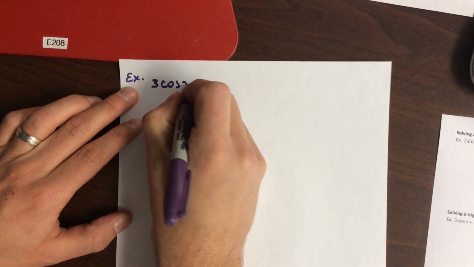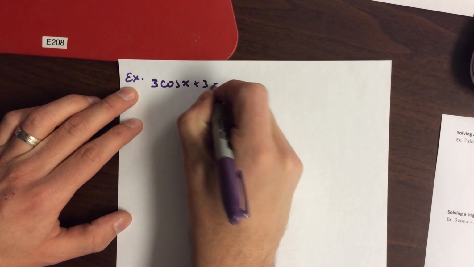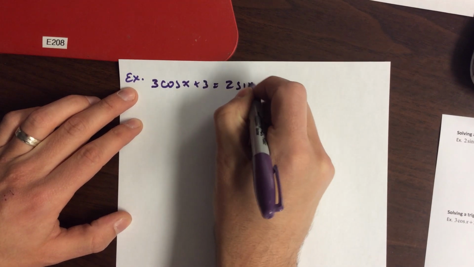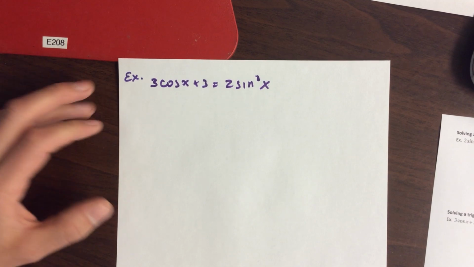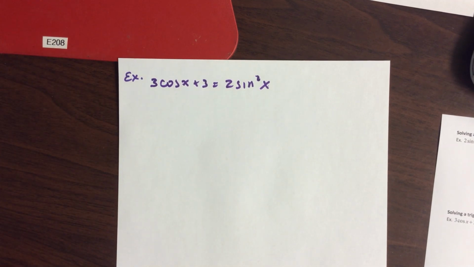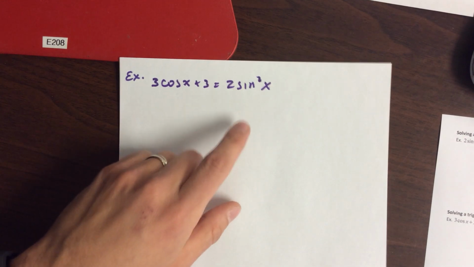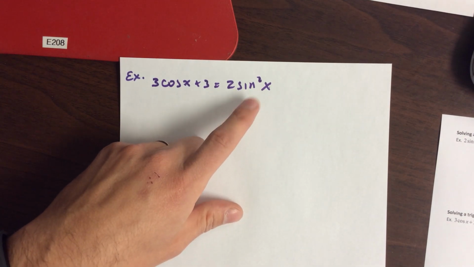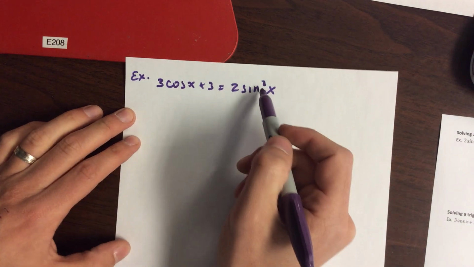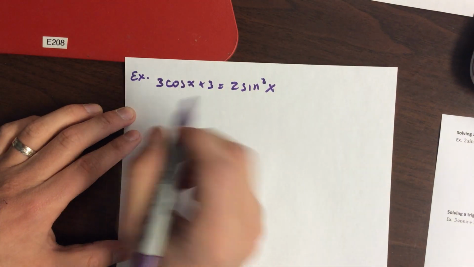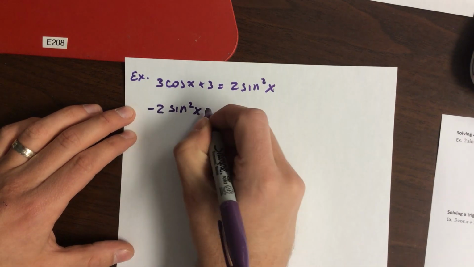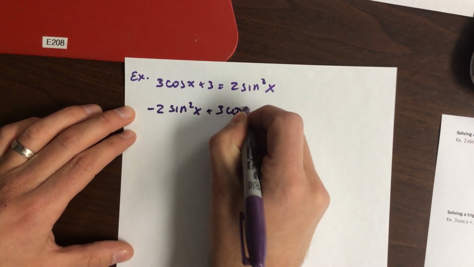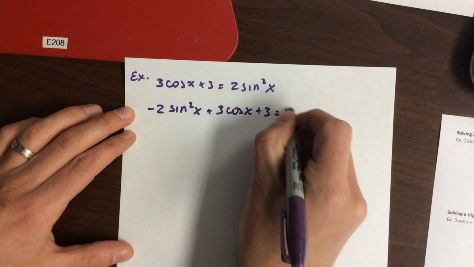3 cosine x plus 3 equals 2 sine squared of x. Oh boy, it's different. Can you just subtract the 2 sine squared? Let's get everything on one side. If we subtract this, we're going to have negative 2 sine squared x plus 3 cosine x plus 3 equals 0.